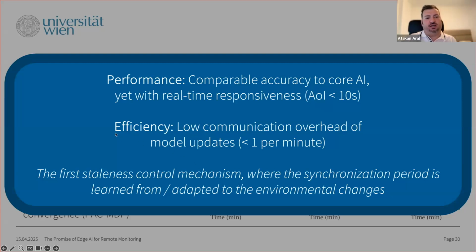We also had low communication overhead. It was less than 1 update per minute. And this was the first paper to define this staleness control problem and the first solution for this problem also.